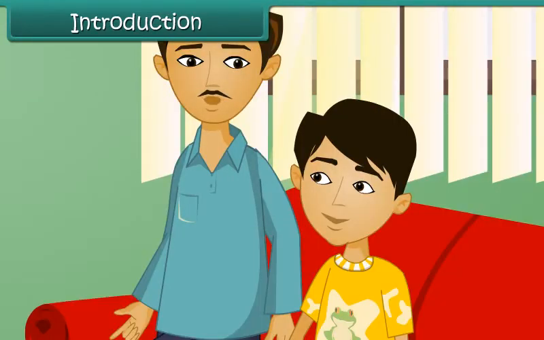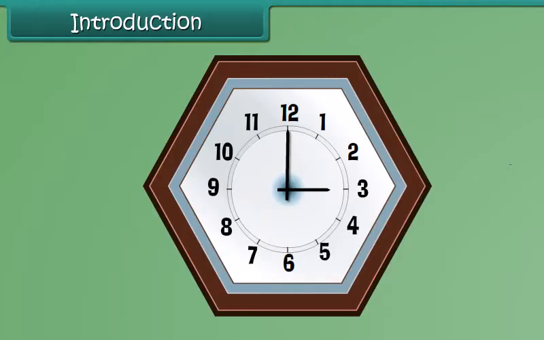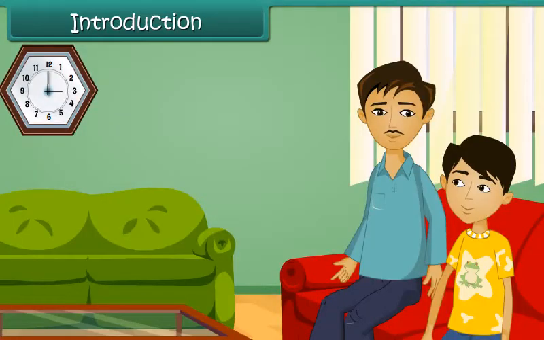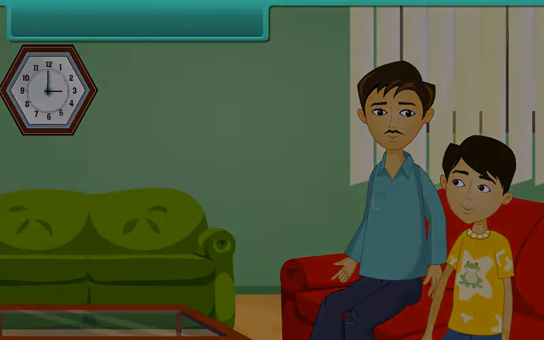Great. Can you also comment on the shape of the clock, Vijay? Sure, the clock has 6 sides and it's a hexagon. Wonderful, Vijay. You have learnt your geometry well. Children, in this lesson, you will learn the basics of geometry.